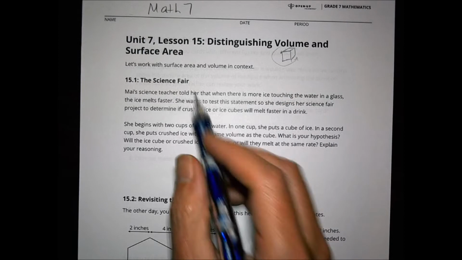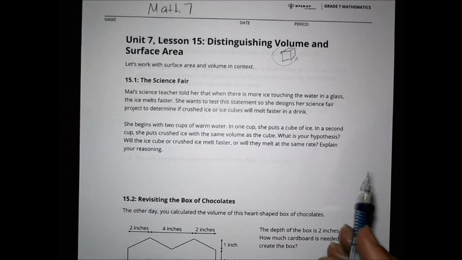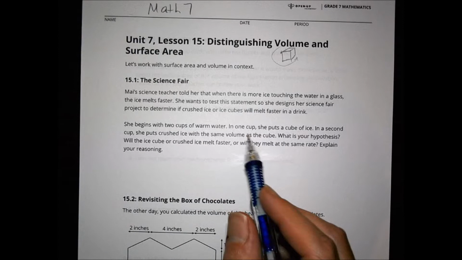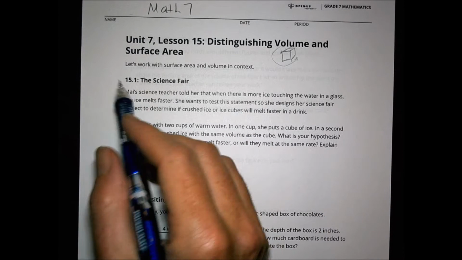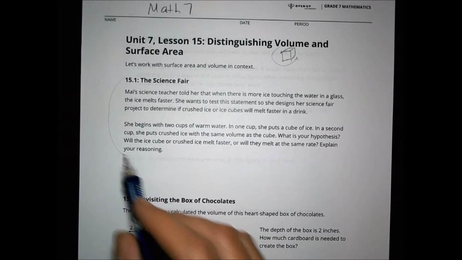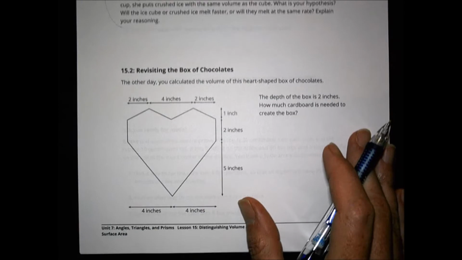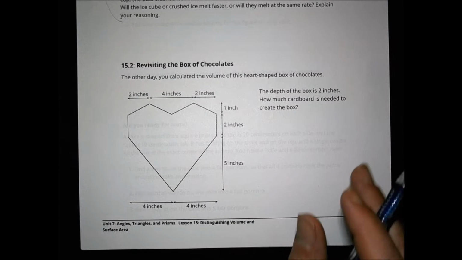Okay, so the first question here is really something you talk about with your class today, where I want you to have a discussion about the differences between volume and surface area. That's something you probably did together, and I'll let you have that conversation on your own. Okay, I'm going to move on to 15.2. Coming back to our box of chocolates again.